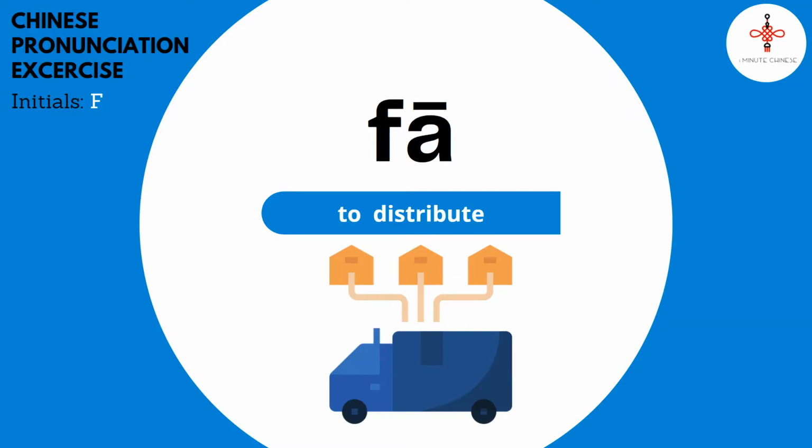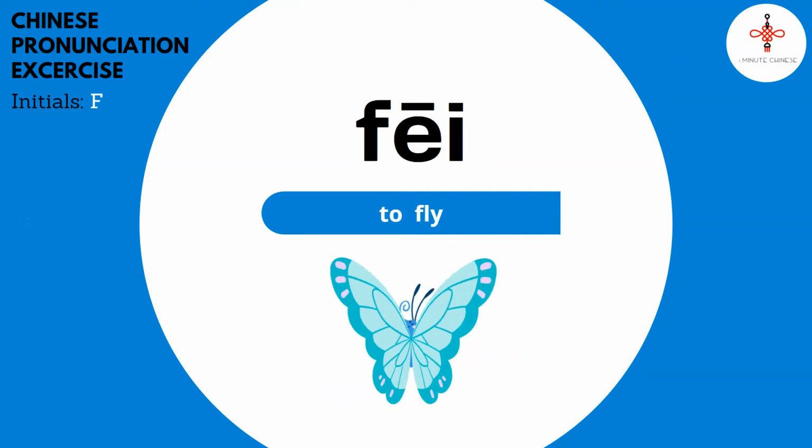Pronunciation exercise for F sound. Let's combine the initial F, the final and the high pitch first tone all together. F, fa. Repeat after me. F, fa. Fa, fa, fa. Fa is to distribute in Chinese.